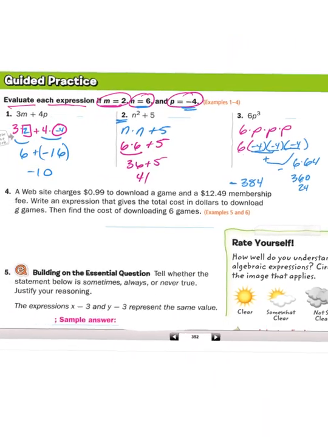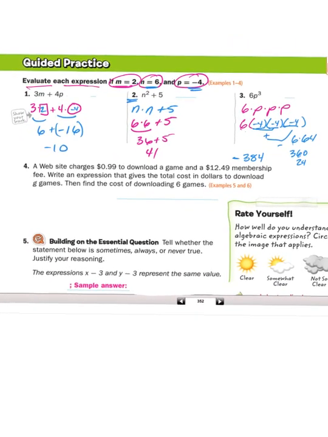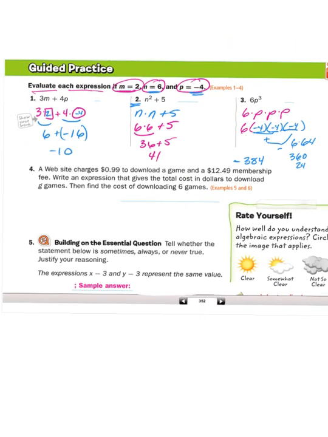So now you can see that this is how we've done the evaluation. You're going to want to know that. You're going to need to practice that.